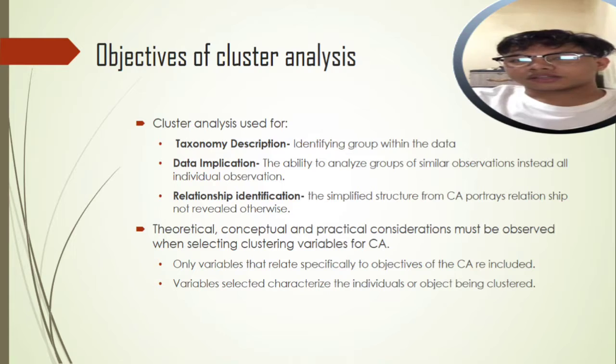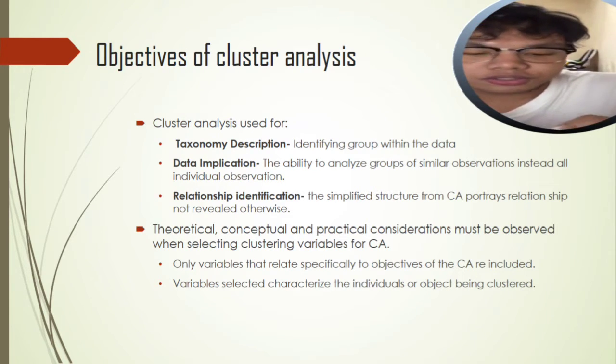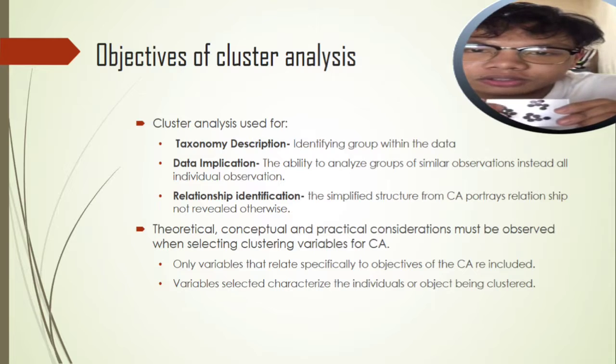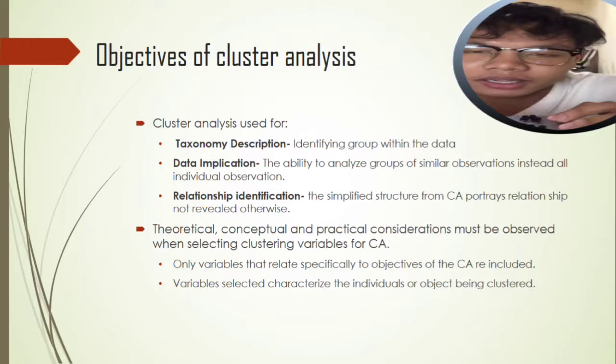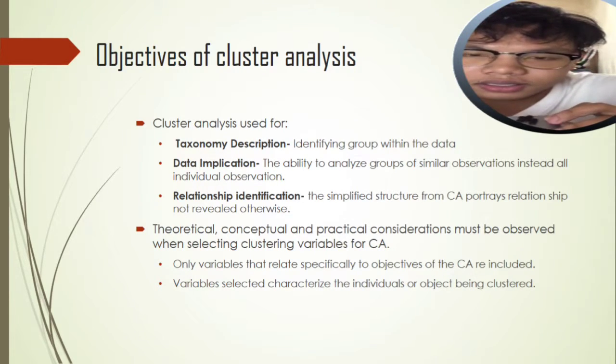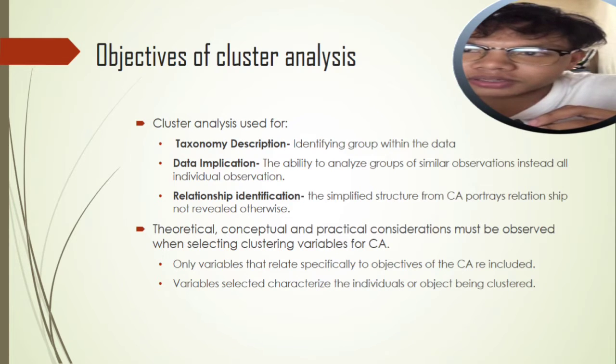So, the second one is the data simplification. So, the ability to analyze groups of similar observations instead of all individual observations. Ganun. So, dito sa data simplification, kunwari, kung titignan nyo dito, pare-parehas sila. Pero sa data simplification, ma-analyze natin dito kung ano ba yung pagkakaiba nito sa second group at saka sa third group, ganun. So, i-analyze niya yung individual observation nila.